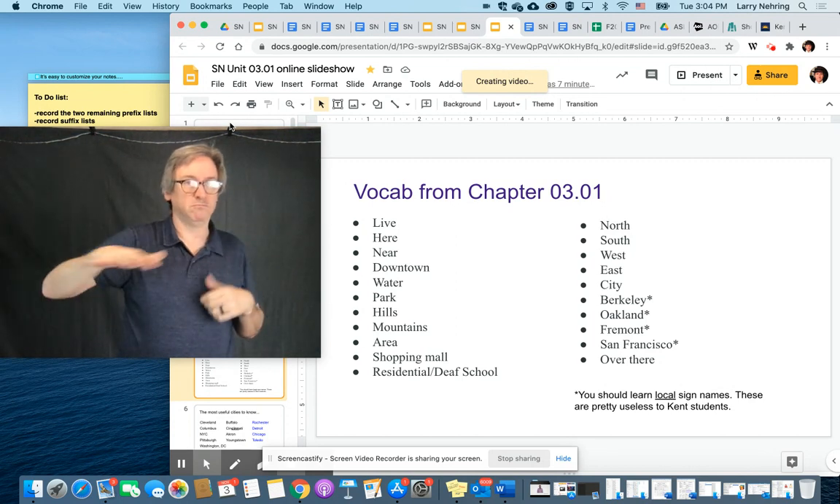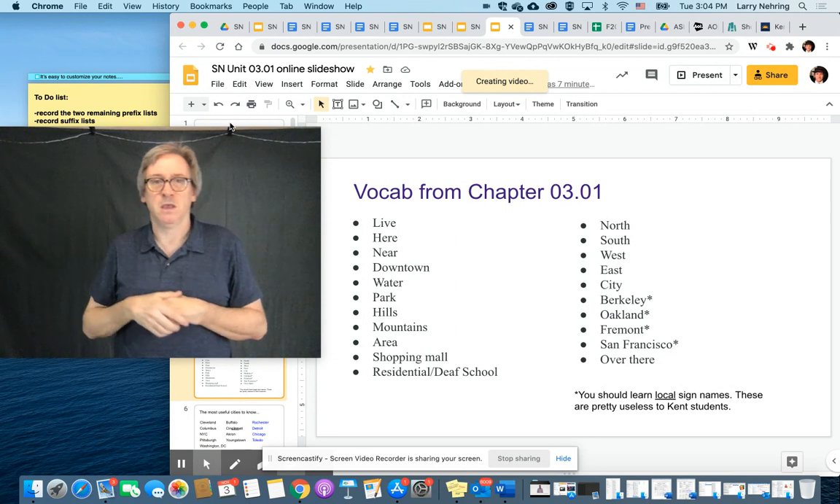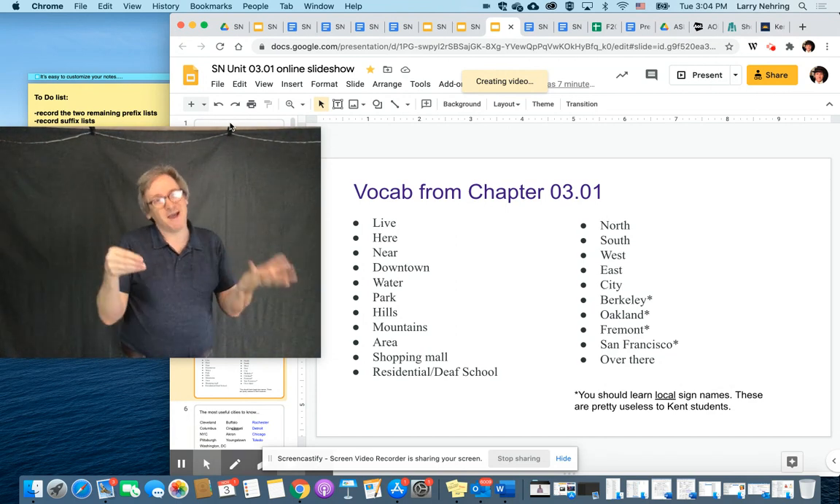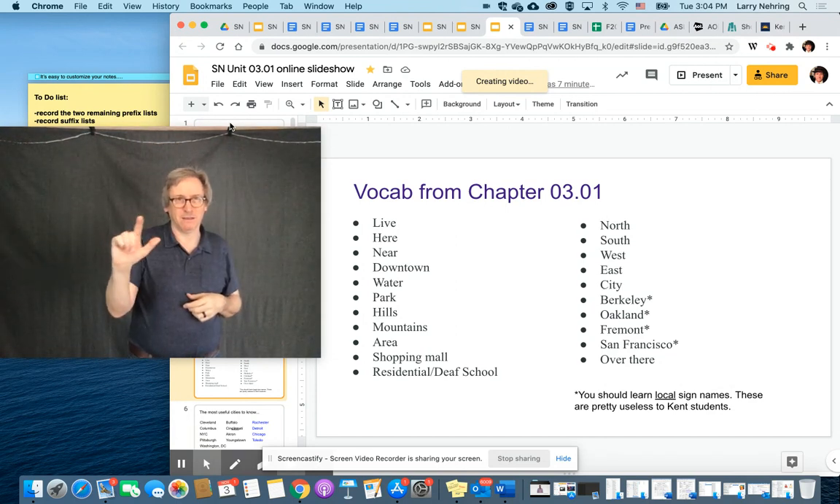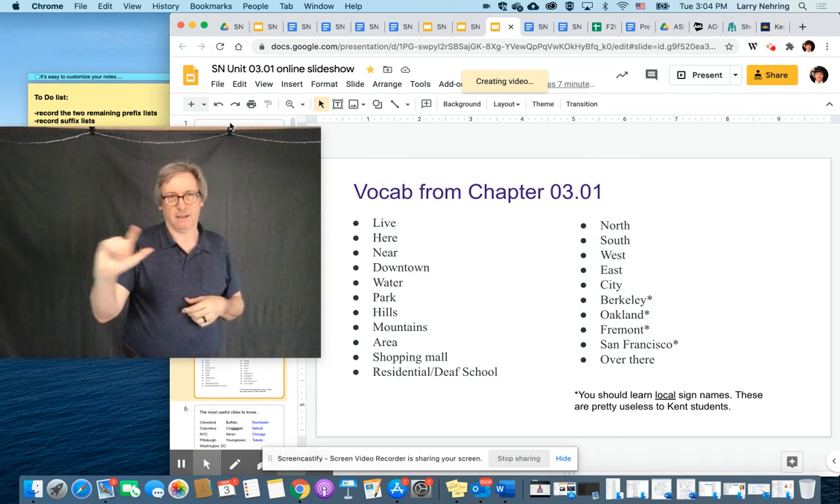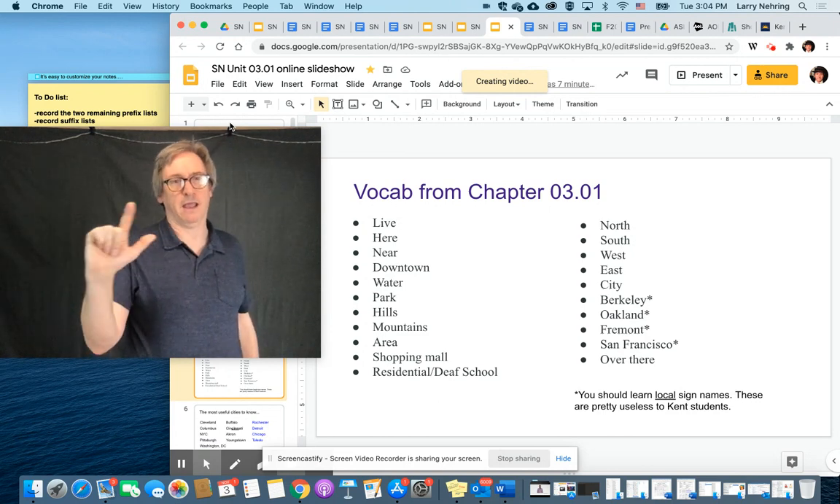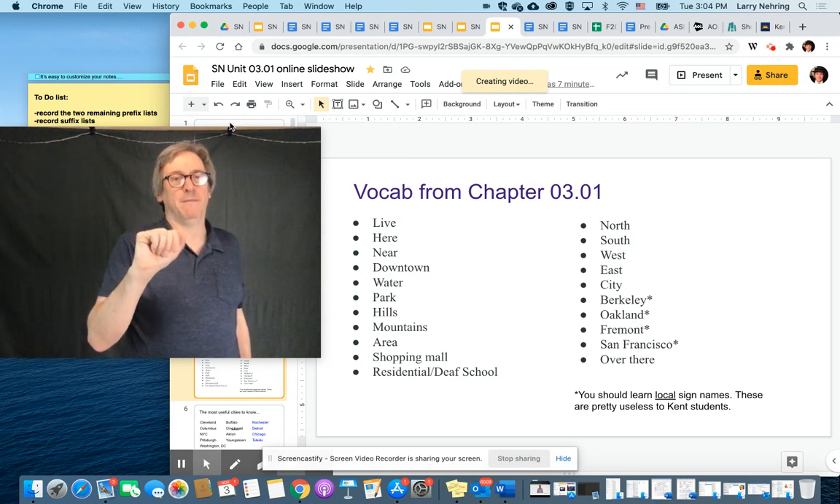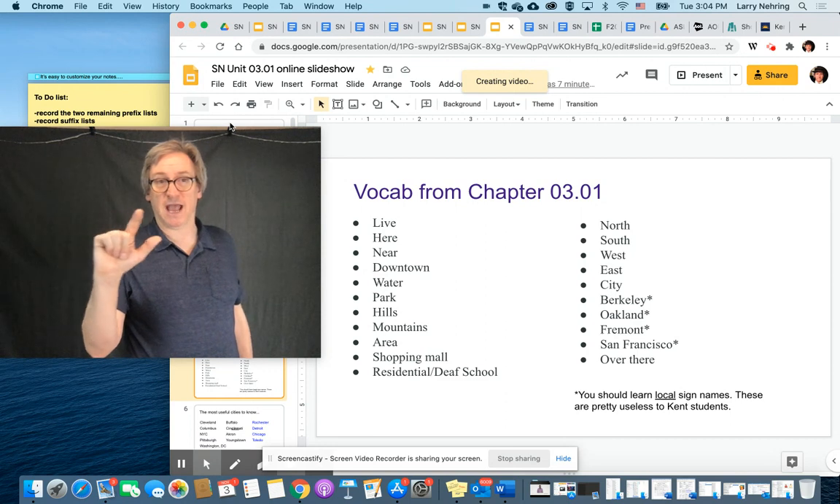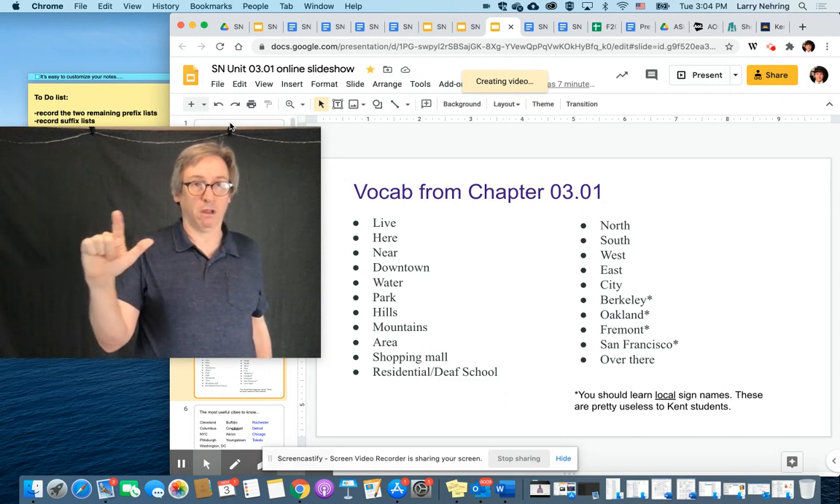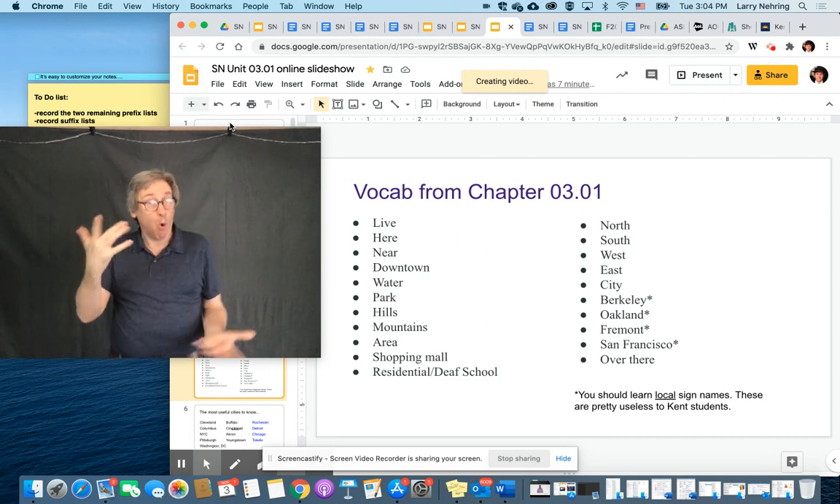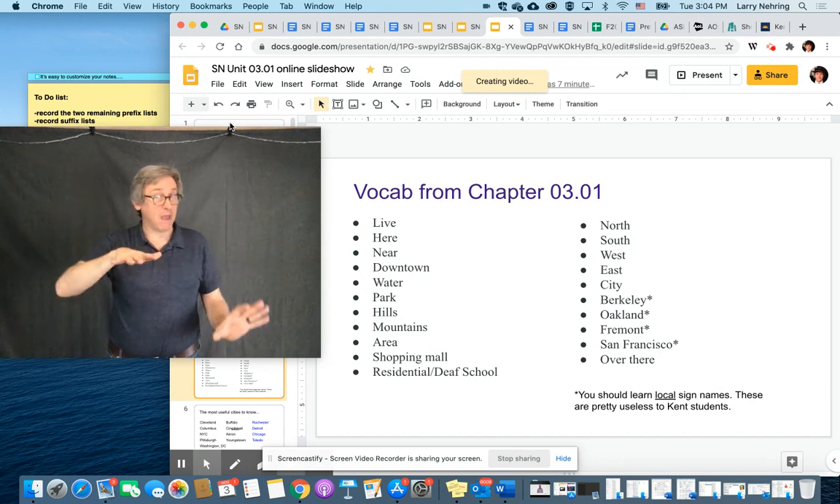Store area. Shopping district. Shopping mall, M-A-L-L. Fingerspell it, and it goes mall. Don't worry, you'll get there once you feel comfortable. M-A-L-L. Remember, the double letters kind of slide, so M-A-L-L. Mall. Shopping mall, or shopping area. That works as well.